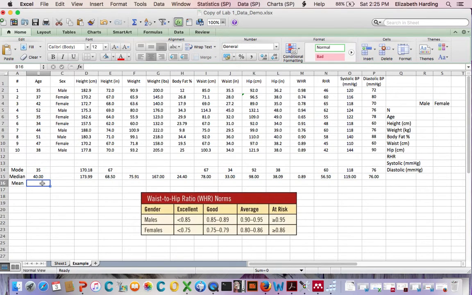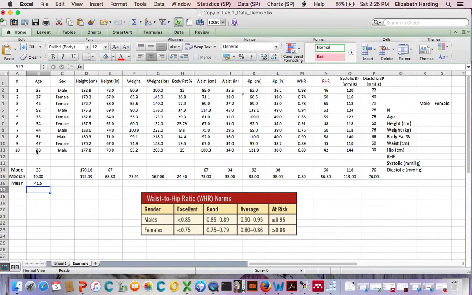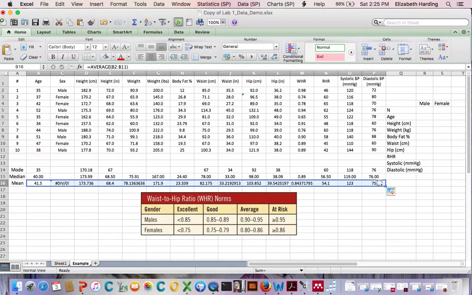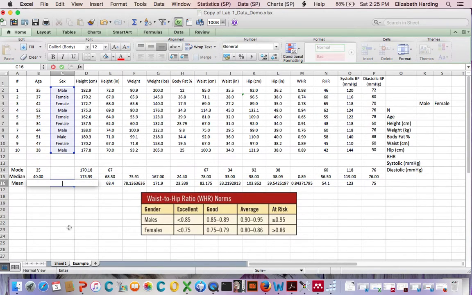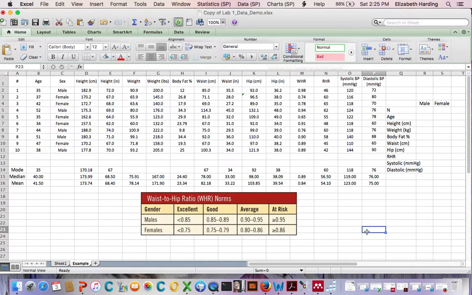Okay, and so the mean is the average. This is probably the most accurate measure of central tendency, and to find the mean in Excel, it's equals average, parenthesis, and then go ahead and select your data. Okay, so our mean age in this subject population is 41.5 years. So again, we're just going to carry that across. It does not like text. Let's clean it up just a little bit. All right, and there you go.